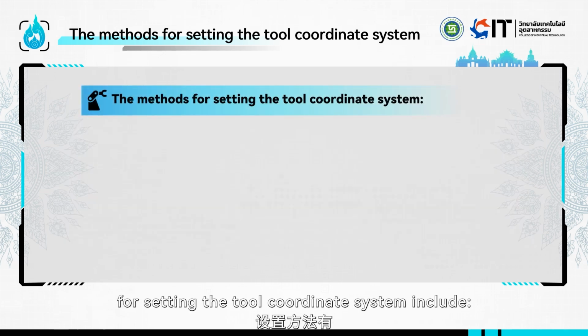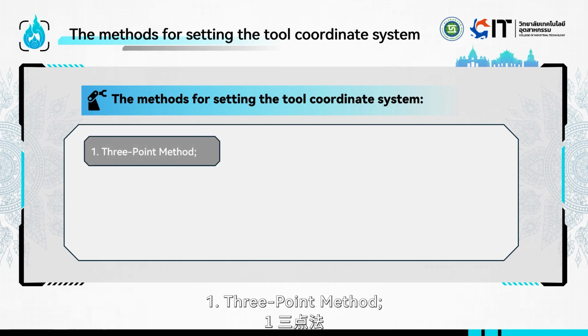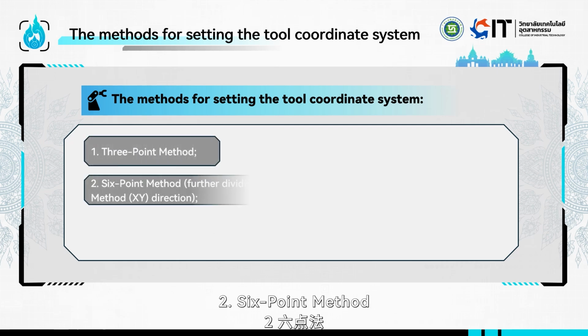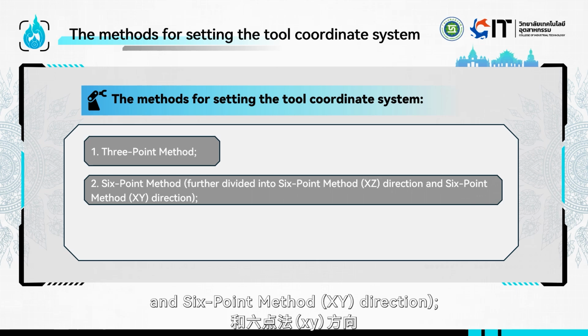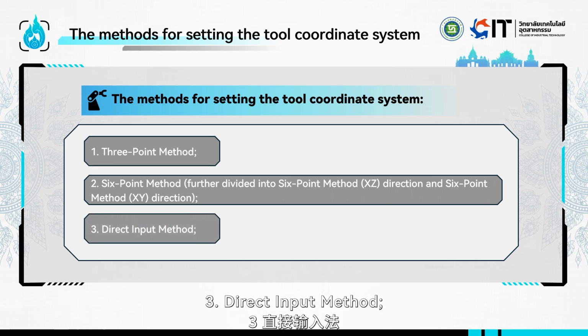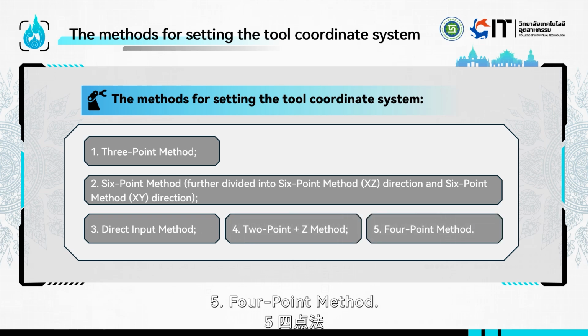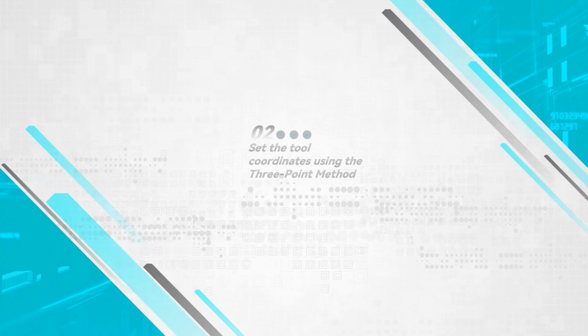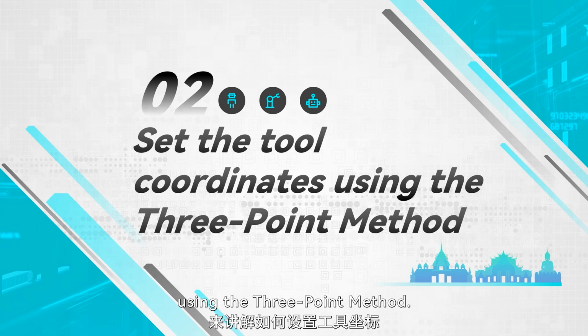The methods for setting the tool coordinate system include: 1. 3-point method, 2. 6-point method, further divided into 6-point method, XZ direction, and 6-point method, XY direction, 3. Direct input method, 4. 2-point plus Z method, 5. 4-point method. Next, we will explain how to set the tool coordinates using the three-point method.